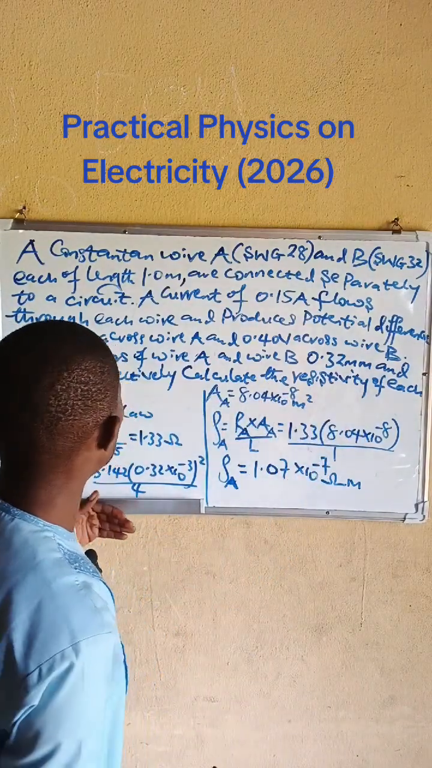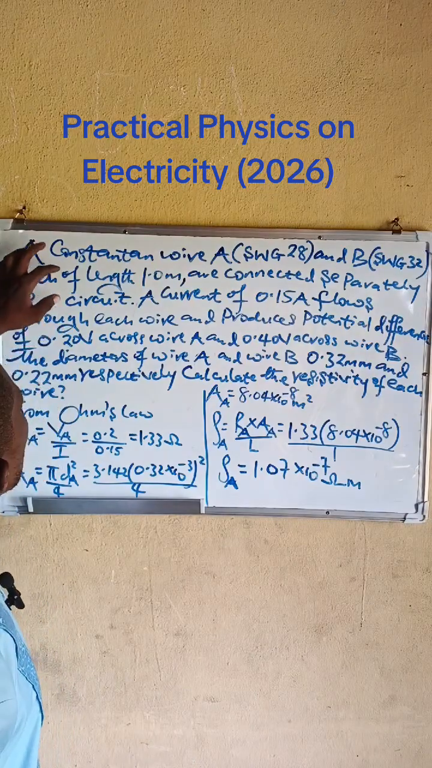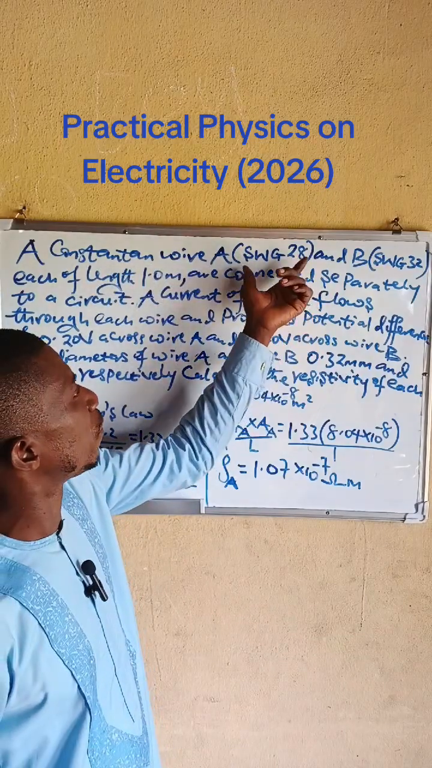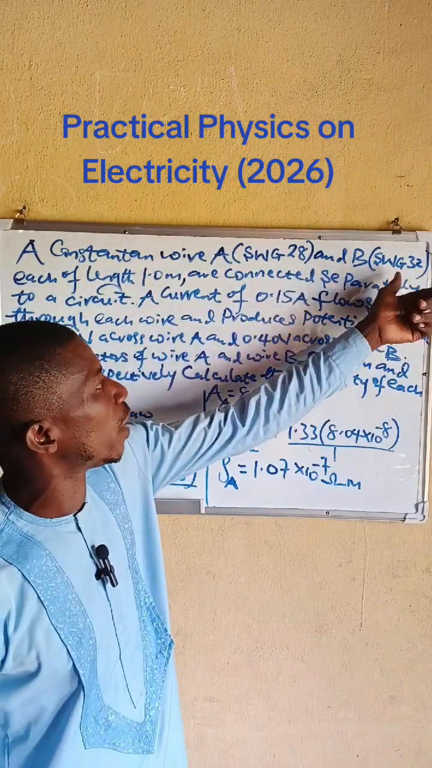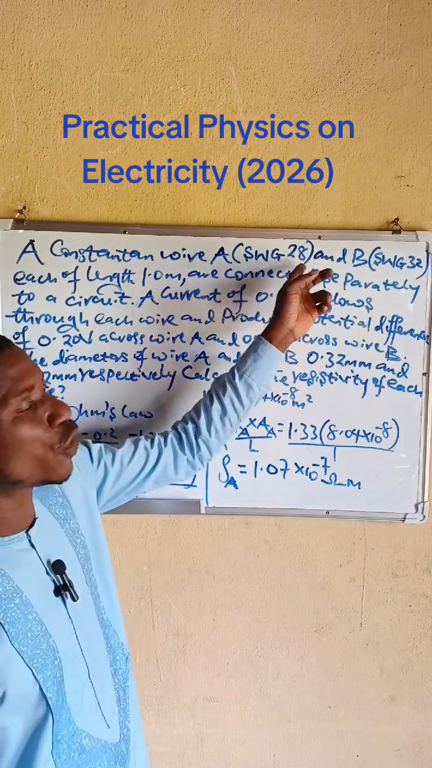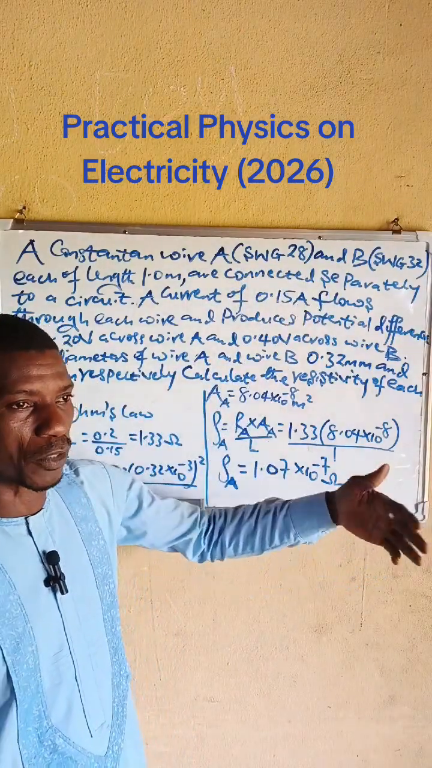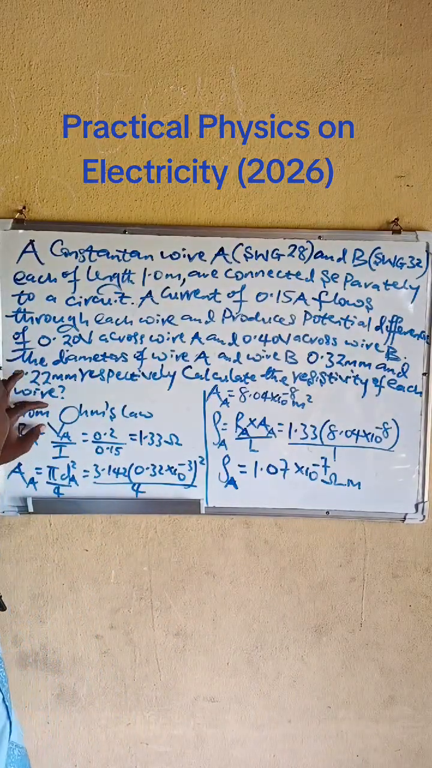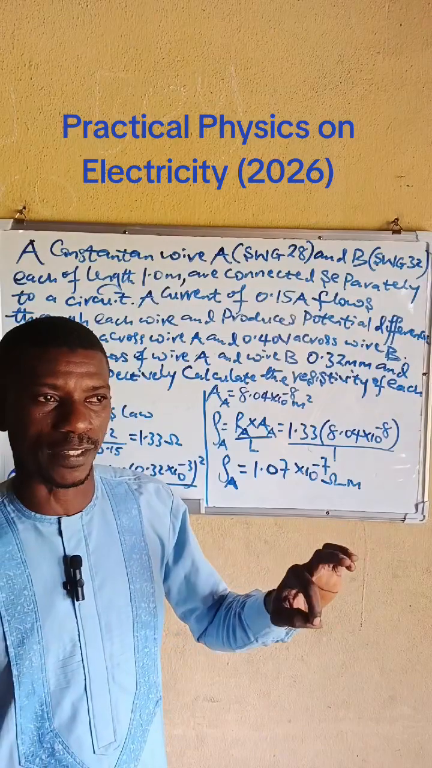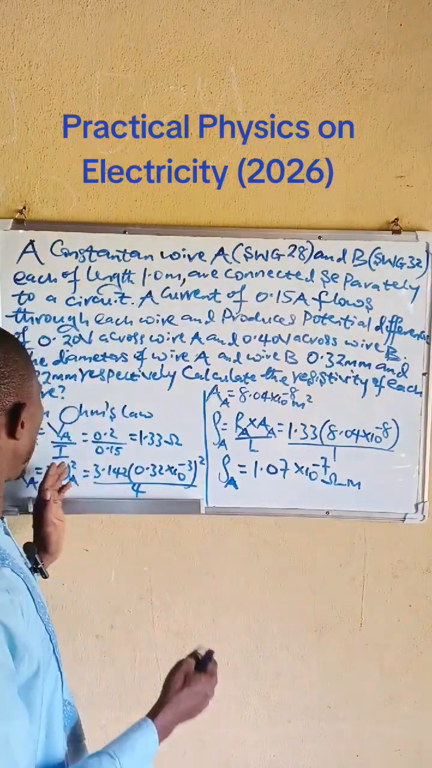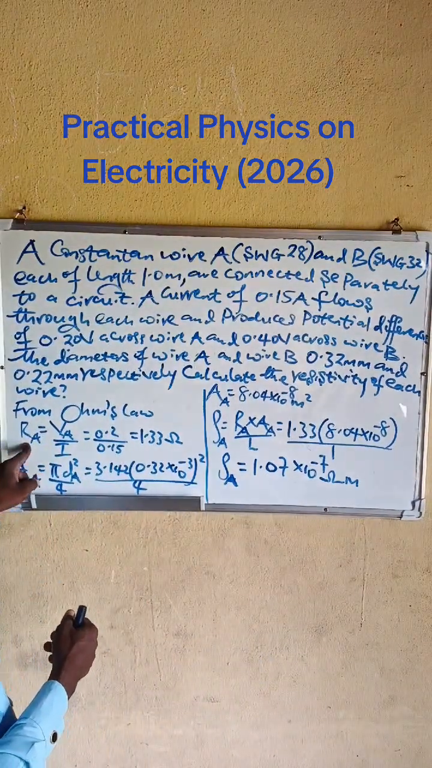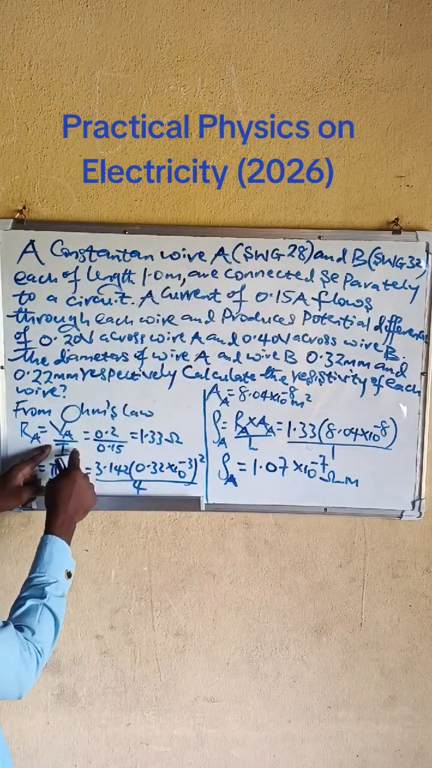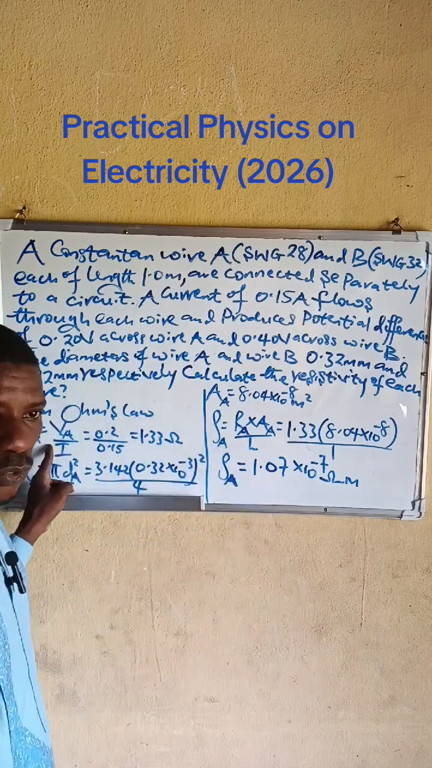Okay, now how do we calculate this? You notice that the same current flows through the two Constantan wires of different gauge, SWG 32 and SWG 28. Both are Constantan wire but of different diameter. So in that case, we are going to use Ohm's law to find the resistance of the wire. From Ohm's law, the resistance of this wire is VA over current. The same current flows in both of them.